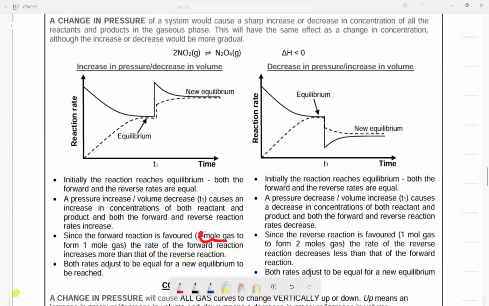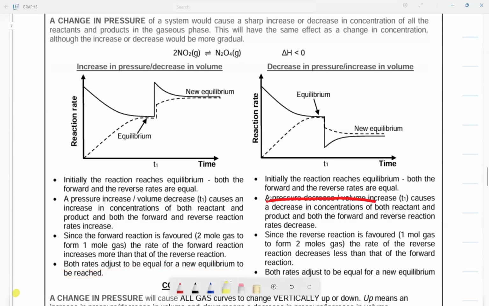Why? Because 2 moles of gas form 1 mole of gas. Okay, why? If there is an increase in pressure here, we want to go to the side that produces fewer moles. Hence, they say 2 moles of gas form 1 mole of gas. Now the rate of the forward reaction increases more than that of the reverse reaction. Both rates adjust to be equal at equilibrium, right?